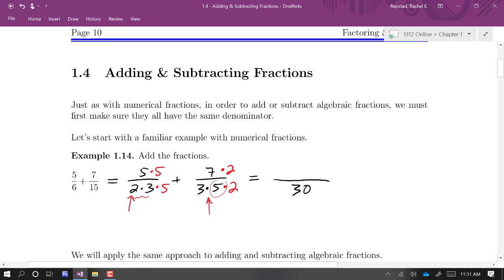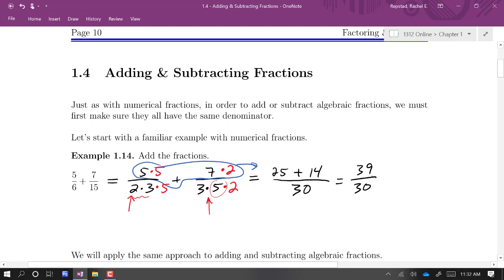So now I'm going to write this as a single fraction. I bring over the common denominator. Up top I've got 25 plus 14. So you just do the operation, in this case addition, on the numerator. So we have 39 over 30.